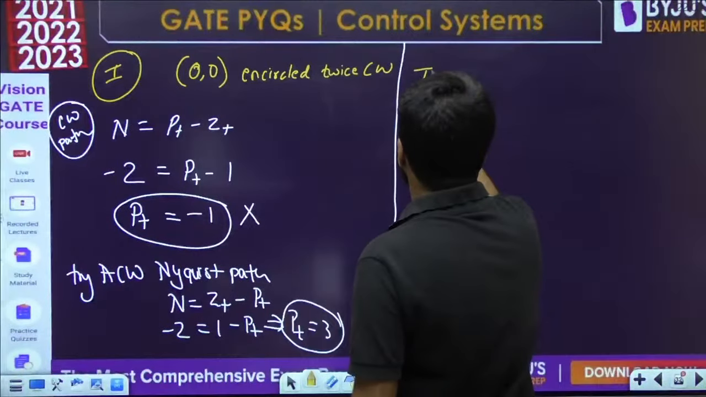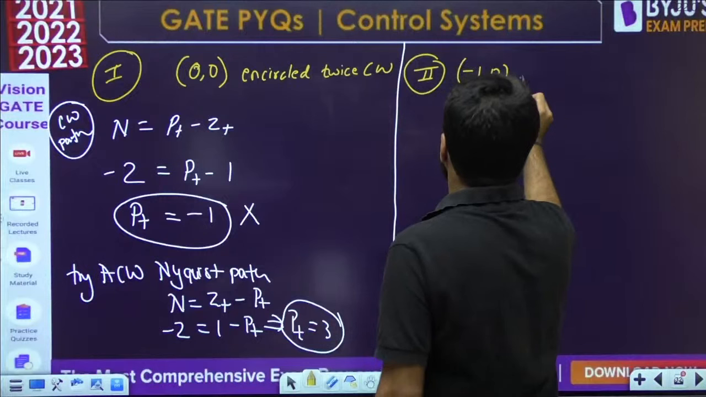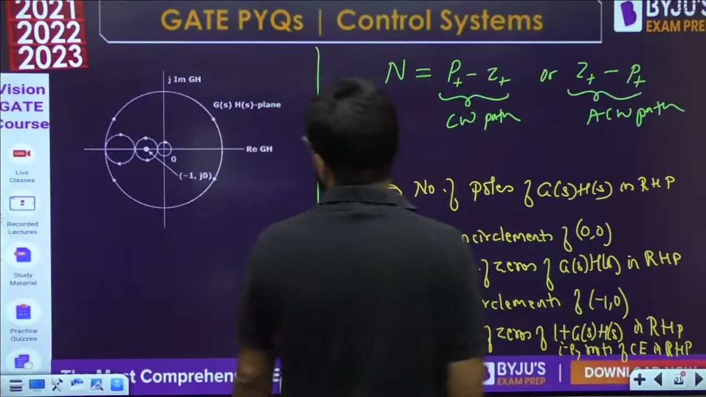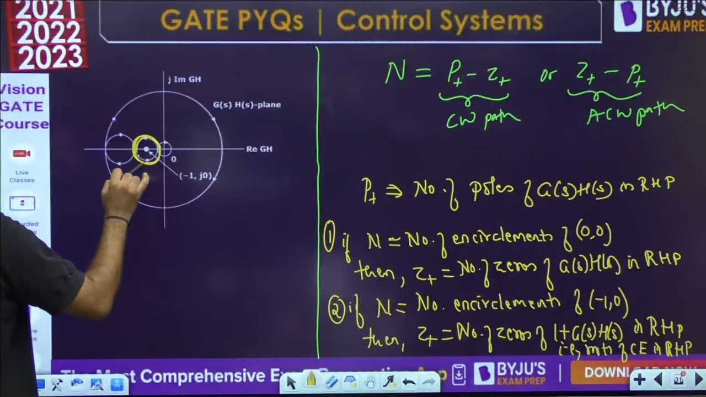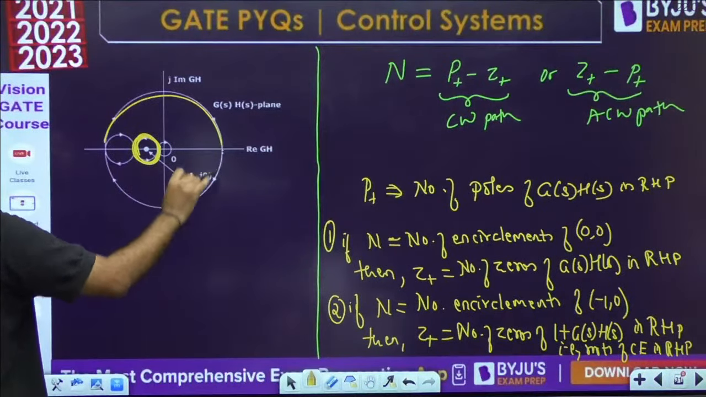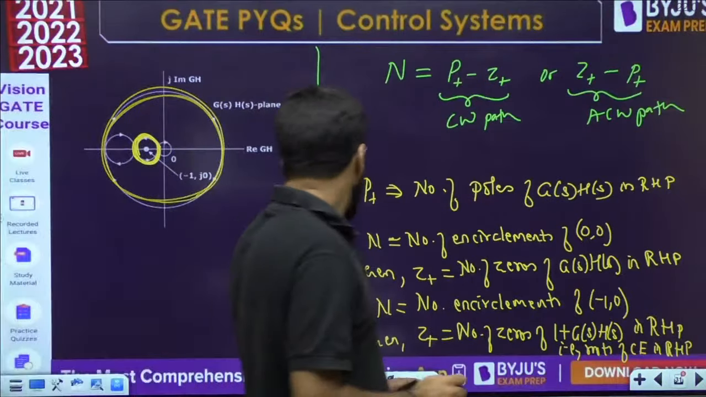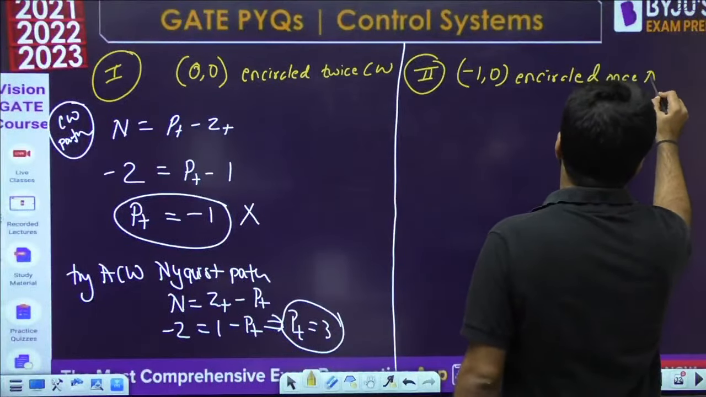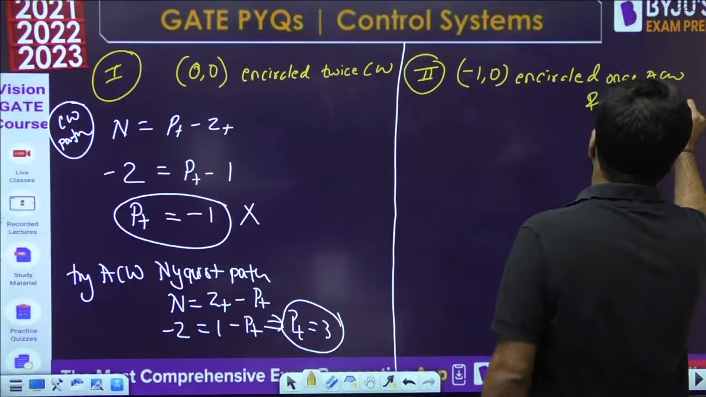Now using the second definition, let us note the encirclements of -1, 0. How many times it is encircled? Look into this -1, 0. Everybody please see with me. One anti-clockwise, but one clockwise. Okay, what does it mean? One anti-clockwise and one clockwise. Encircled once anti-clockwise and also once clockwise.